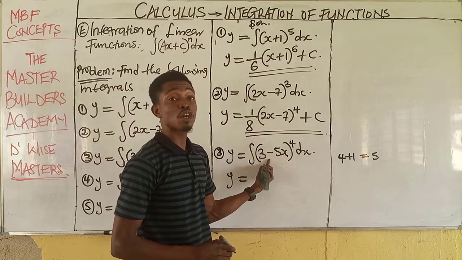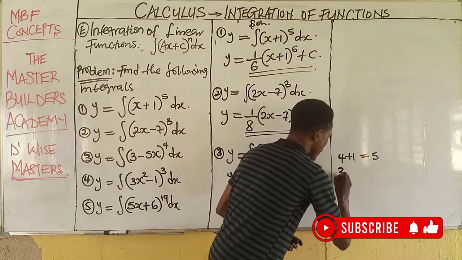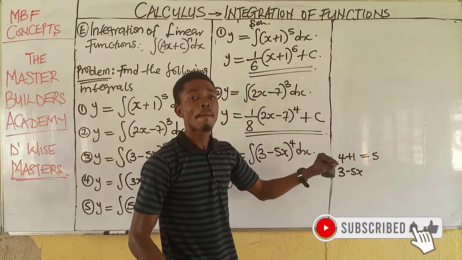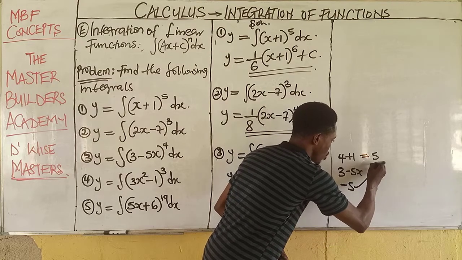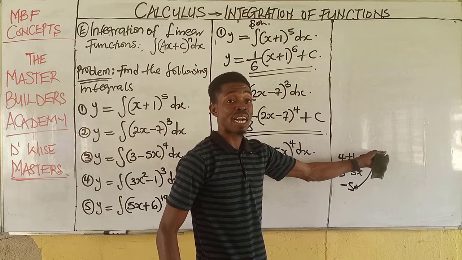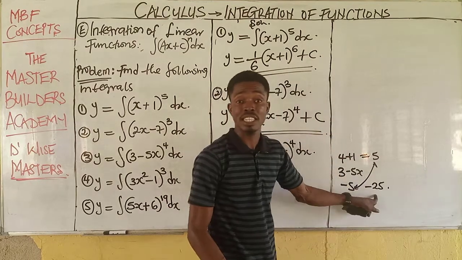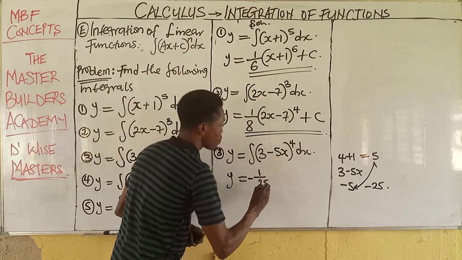Next is to identify the function of x. The function of x that we have here is 3 minus 5x. Now when I differentiate 3 minus 5x, I have minus 5. Now multiply these two values. Minus 5 multiplied by the new power, which is 5, would have given us negative 25. So I'm going to take 1 over this result. I have minus 1 over 25.